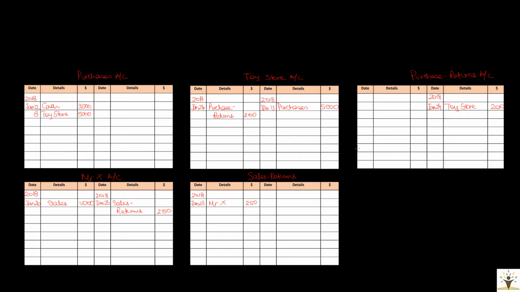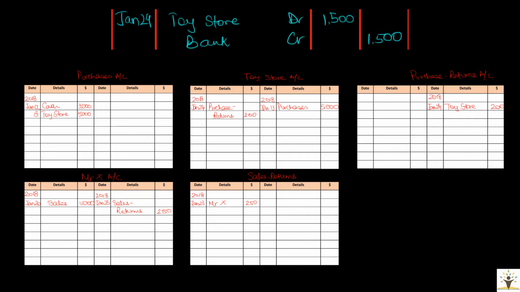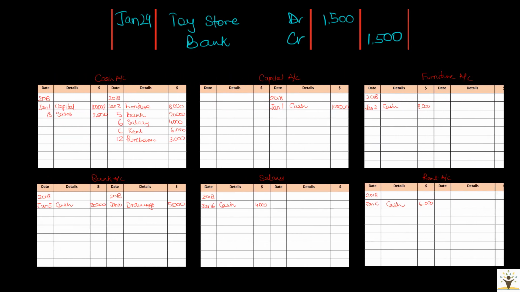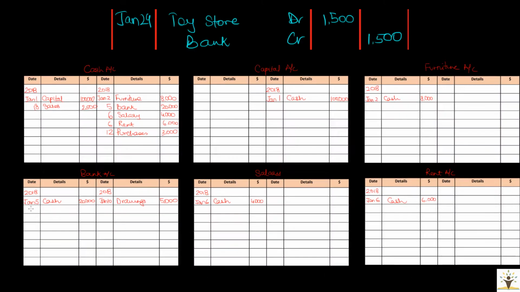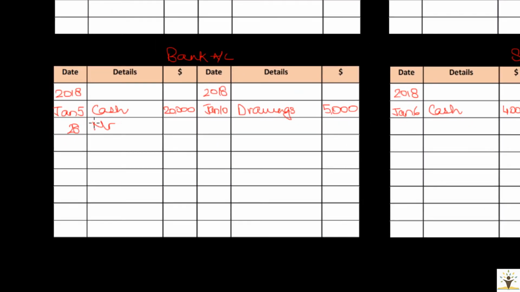Next, bank debit, Mr. X credit. Go to the debit side of bank account. Jan 28. Details will be Mr. X and 750 in the amount column.